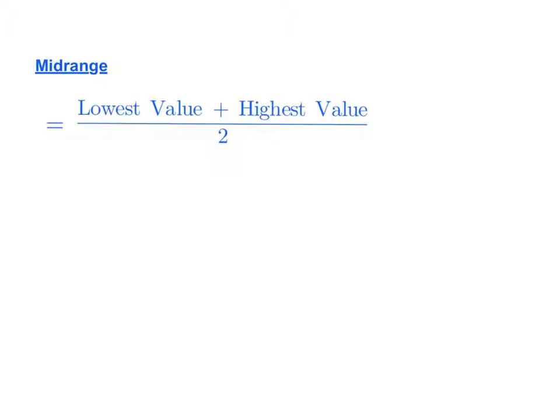All of these values, the reason they're called measures of central tendency is because they give us indication about what's going on in the middle of the data, centrally. All right, mid-range is one way to look at the middle of the data.